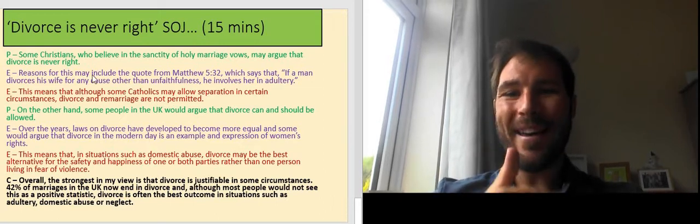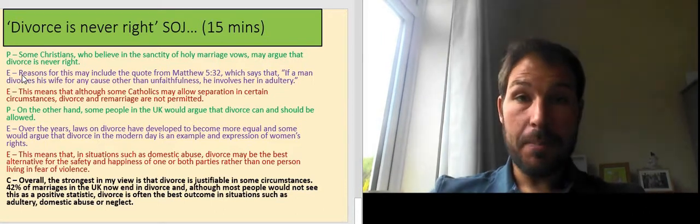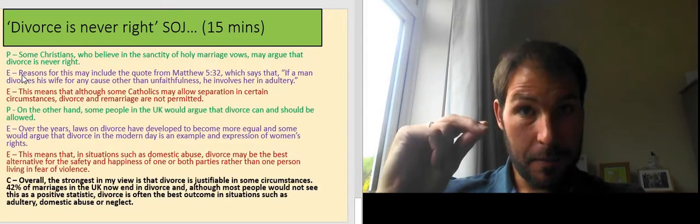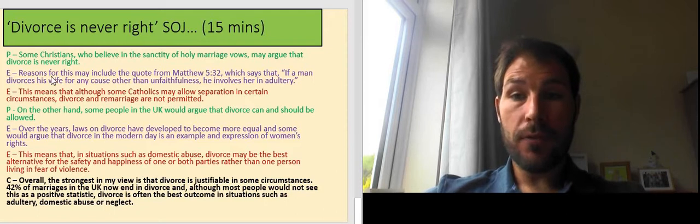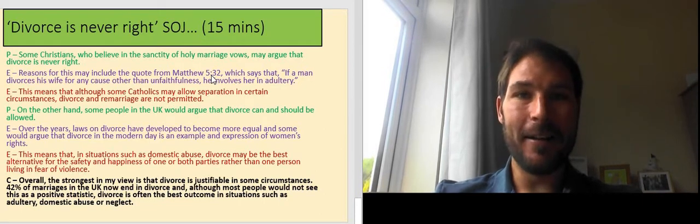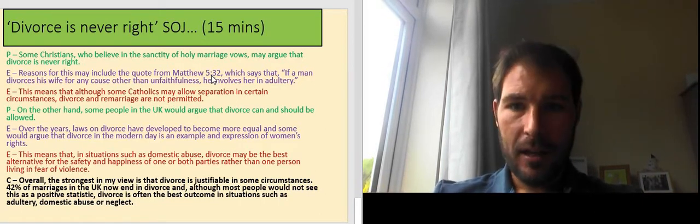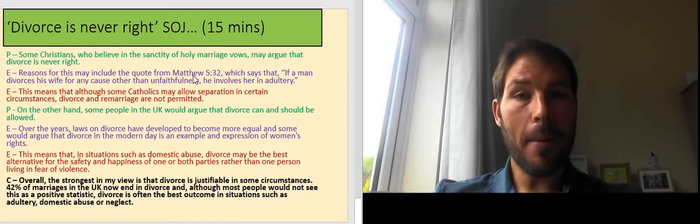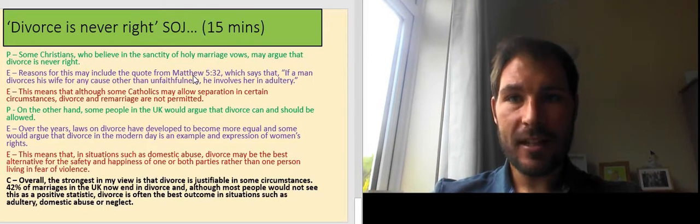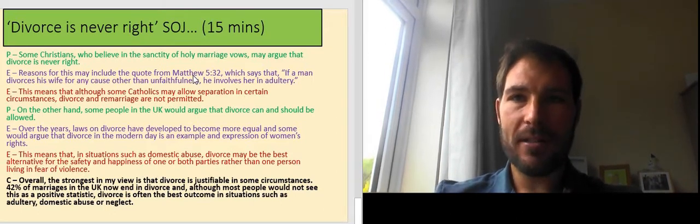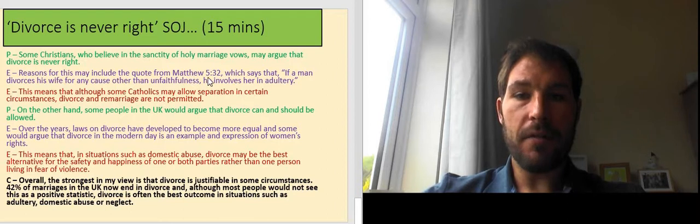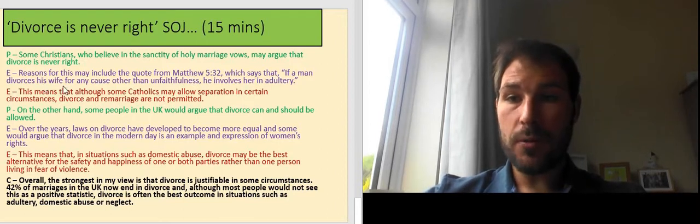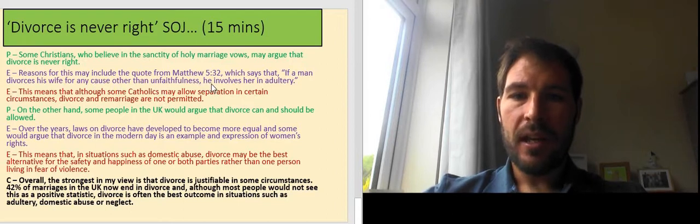Point. So then your evidence. You could put "this is because," if you want to stick to the wording, or "this means that," but this is still evidence. This is because, or reasons for this may include the quote from Matthew 5:32. Now you don't need to remember the numbers. If you can, brilliant. Matthew is the book in the New Testament. If you can't remember that either, don't worry, just say Jesus said. Whatever you can remember, the more you can remember the better. If you just remember it's from the Bible, then say that. So, reasons for this may include the quote from Matthew 5:32, which says that if a man divorces his wife for any cause other than unfaithfulness, he involves her in adultery.